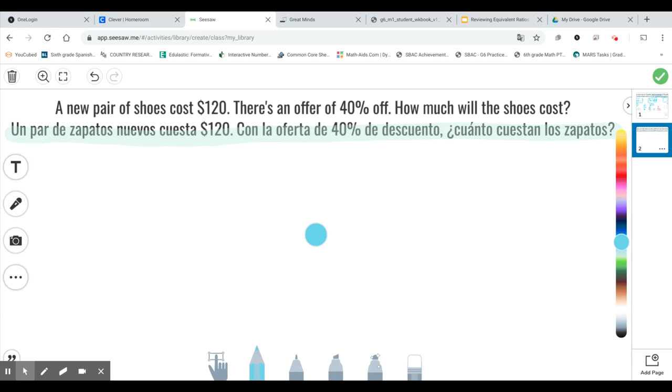Again, I want to look for 3 things. I'm going to look for my part, my whole, and my percent.